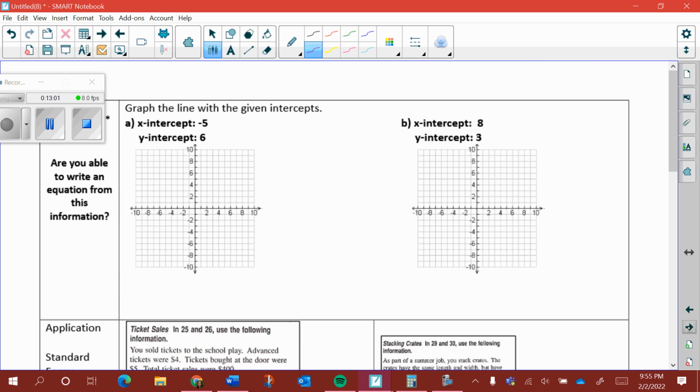We're cruising right along. Here we go. X and y intercept, I'm giving you x-intercept of negative 5, y-intercept of 6. So really what this means, it's going to cross the x-axis at negative 5. So that means it's negative 5, 0, and this means it's 0, 6. So negative 5, 0, and 0, 6. Same thing over here. Go ahead and write your ordered pairs, and then plot your dots for me, please.